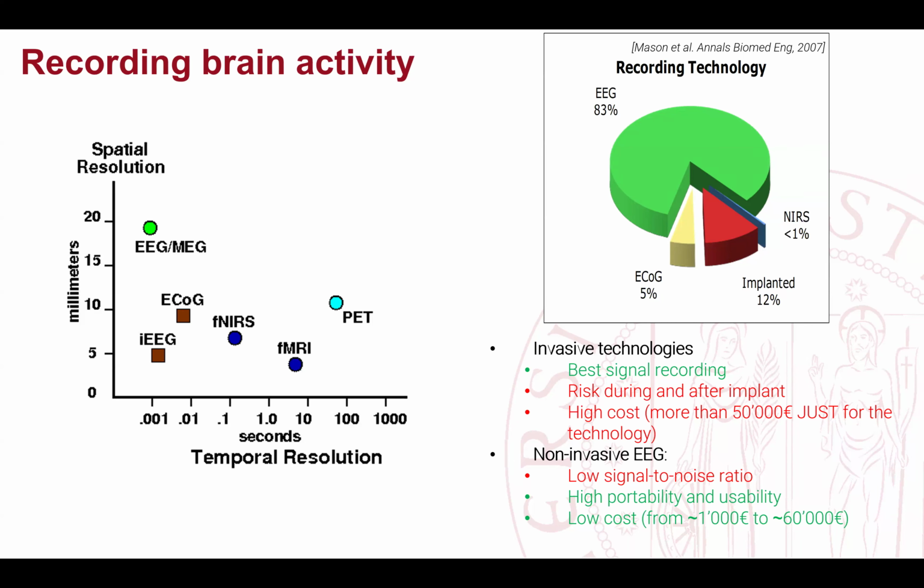50,000 euros only for the device. So just a small device, which records only a very small portion of your brain, costs 50,000 euros. If you add the cost of the surgeons, the cost of the operation, normally a single implantation costs from 500,000 to 1 million, just for a single subject. So it is not practical for the healthcare system, particularly in Europe.